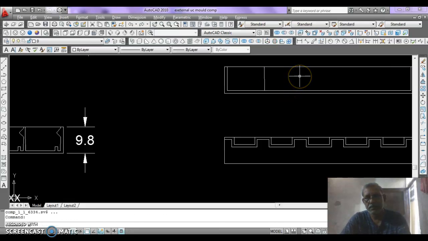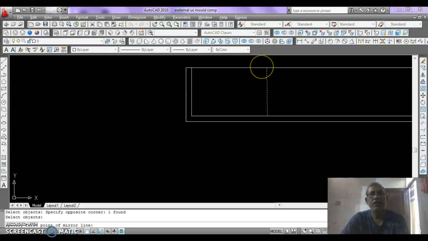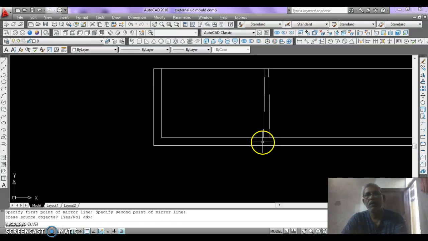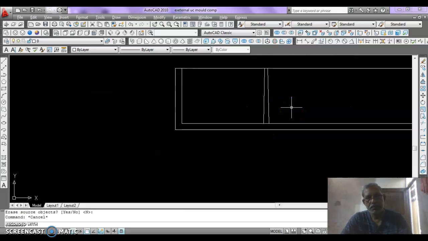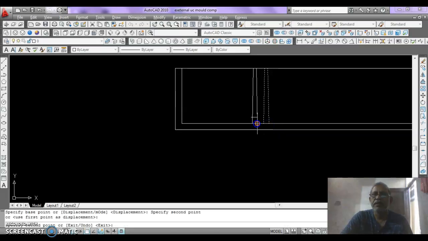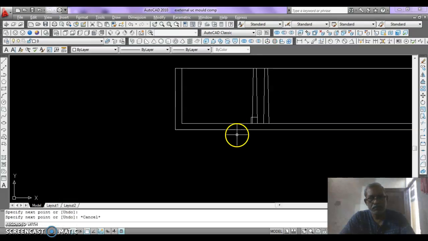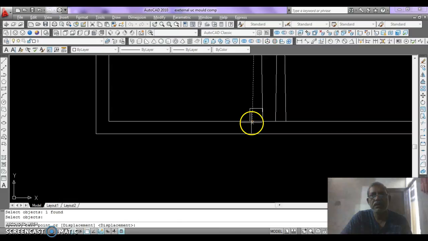and then mirror this at the mid, and then we just copy, draw a line here by 1 mm, and then upward by 1 mm, then leftward by 1 mm, and then you can copy, CO, this thing from here and draw a line here and move this to here.